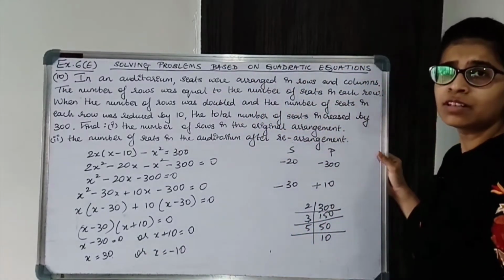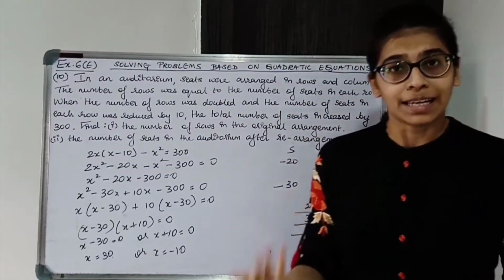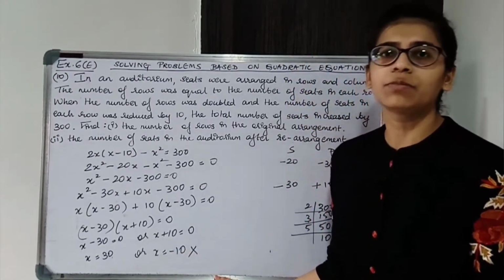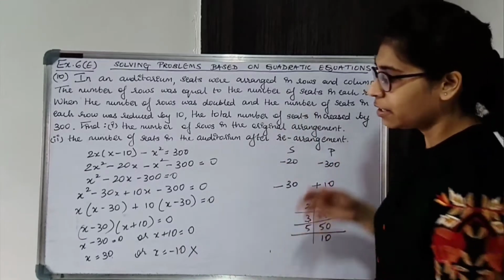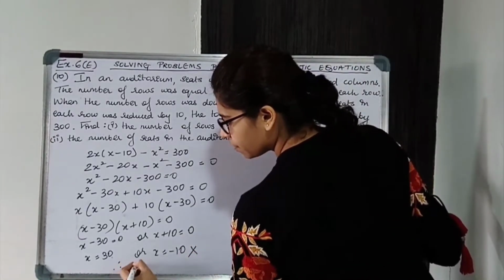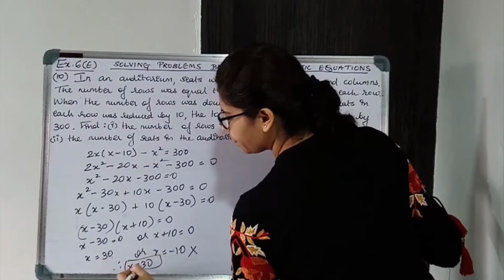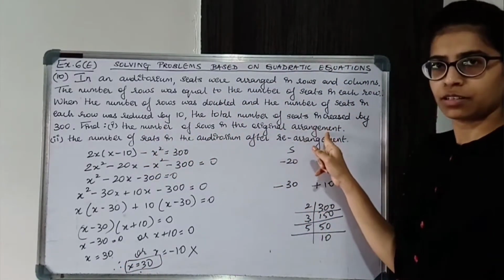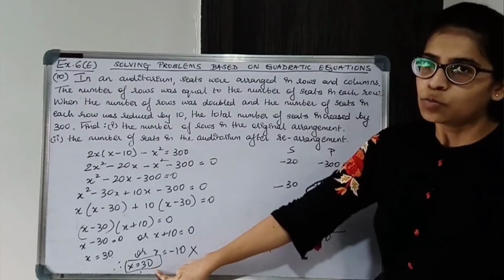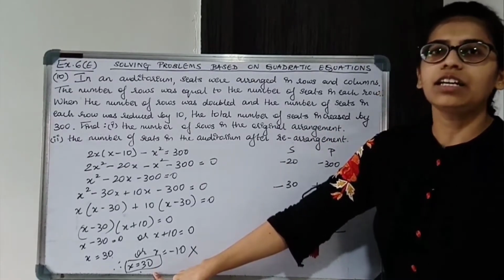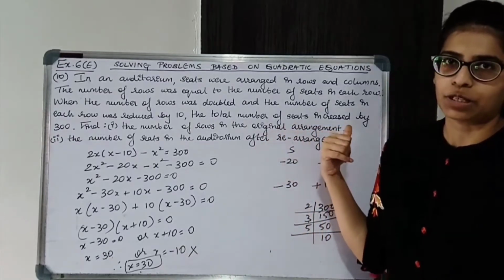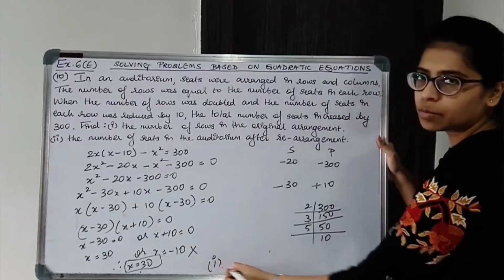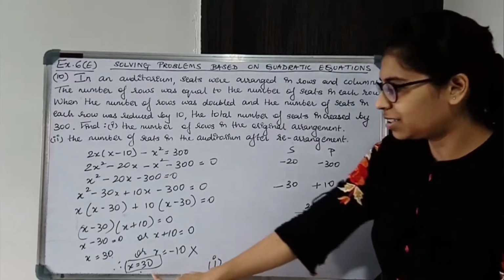This is not possible because number of rows cannot be negative. So just write down x equal to minus 10 is not possible because the number of rows cannot be negative. So therefore x is equal to 30. We found the first part, the number of rows in the original arrangement. So number of rows we assumed to be x. So there are 30 rows in the original arrangement. Okay, so write down the final statement. The number of rows in the original arrangement are 30.